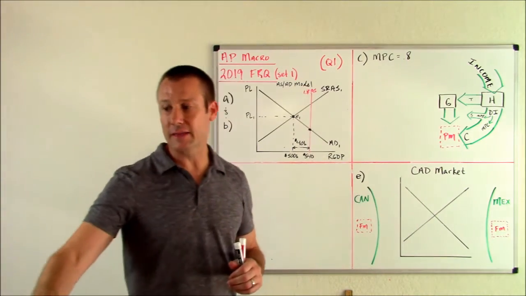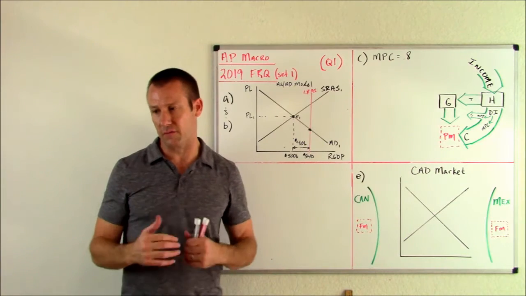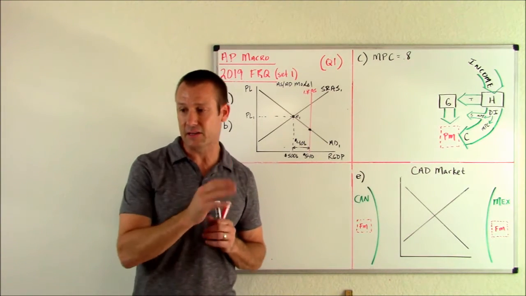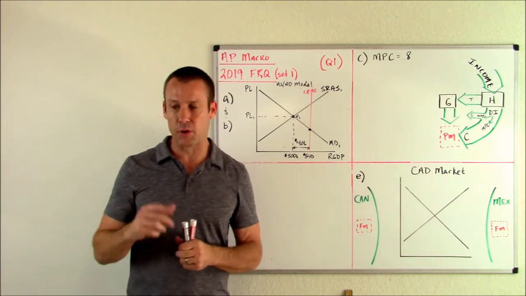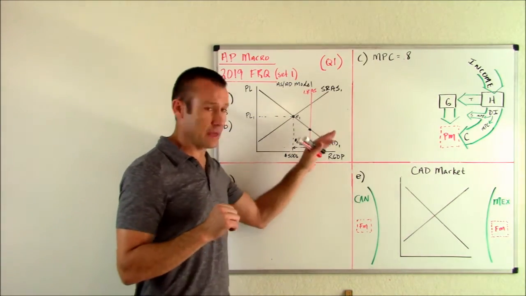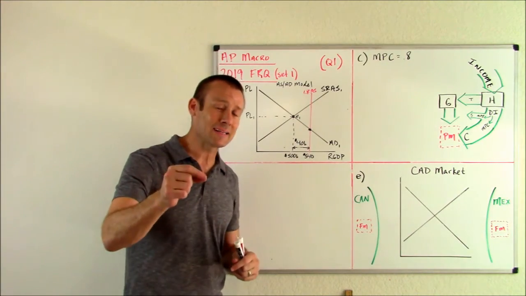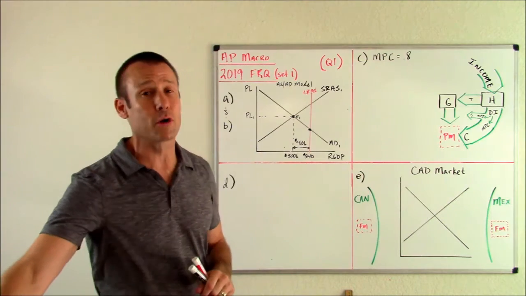C1, calculate the minimum change and indicate the direction of the change in government spending required to shift the AD curve by the amount of the output gap. Okay, so they're already kind of telling us some stuff. We got to shift the AD curve by the amount of the output gap. Now, technically, we have to do more than that. And what I'm really hinting at is why they threw the word minimum in here.